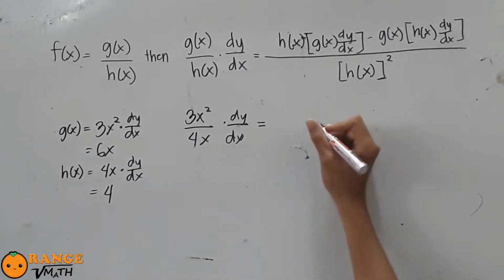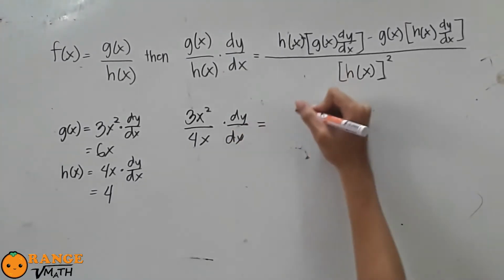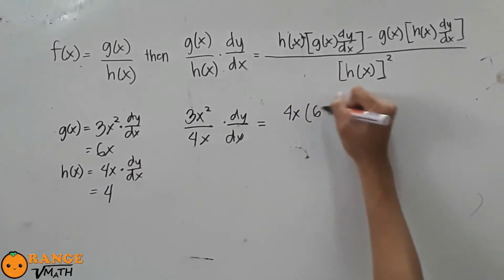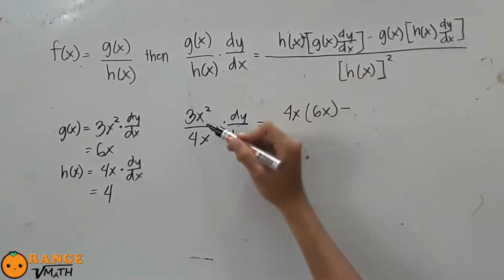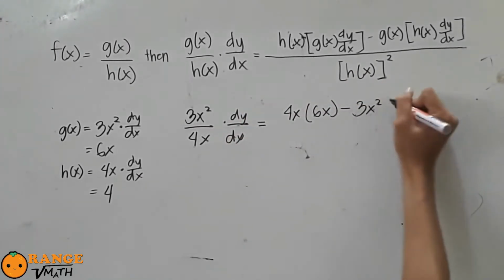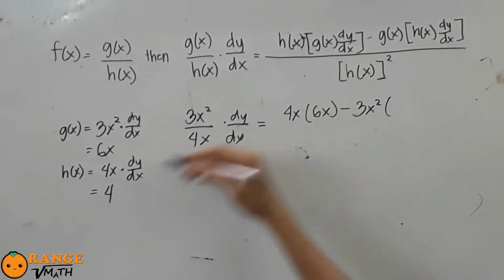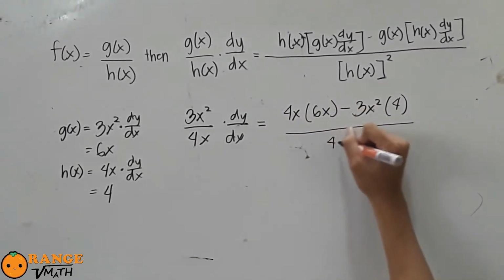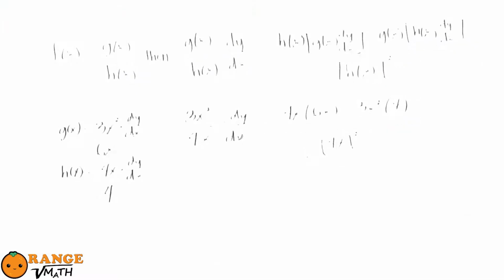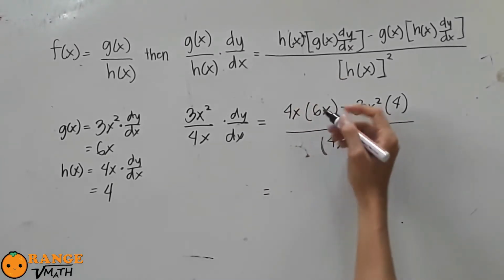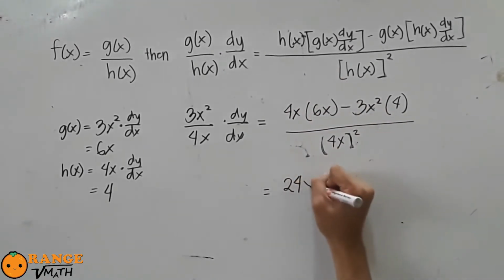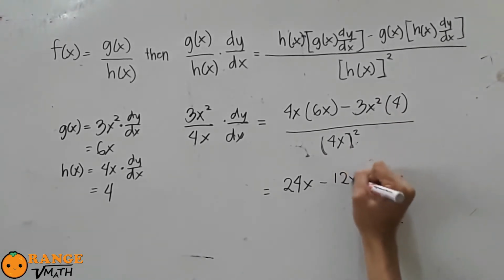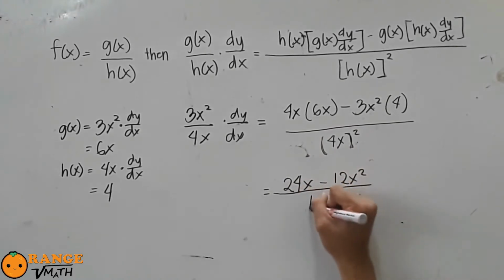Now, let's follow the given formula. For our h of x, we have 4x times the derivative of g of x, which is 6x, minus g of x, which is 3x squared, times the derivative of h of x, which is 4, all over 4x squared. Then 4x times 6x is equal to 24x minus 3x squared times 4, which is 12x squared, all over 16x squared.